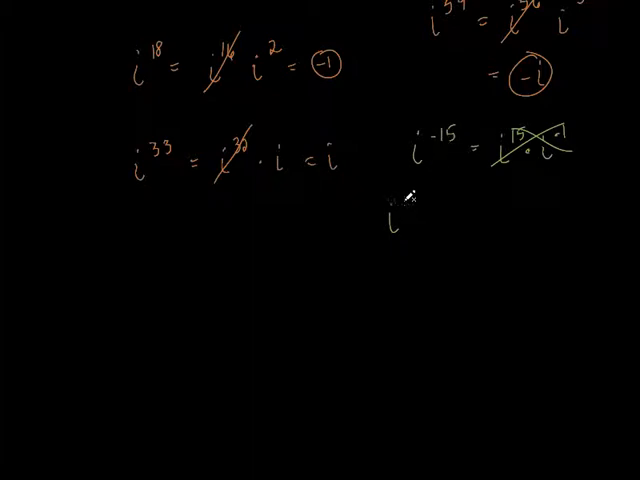Watch, i to the negative 15th. We could write it like this. There we go. Now that's better, right? Because you multiply the exponent. So you could do it like that. So let's figure out what this is, and then we'll take it to the negative first. We'll just take the inverse of it, basically.